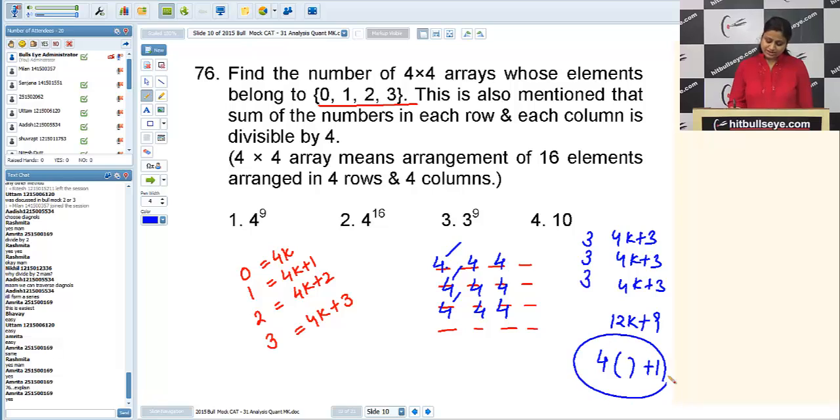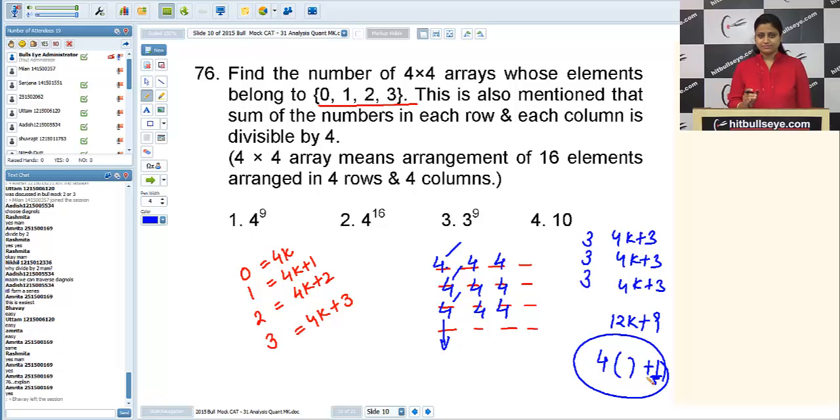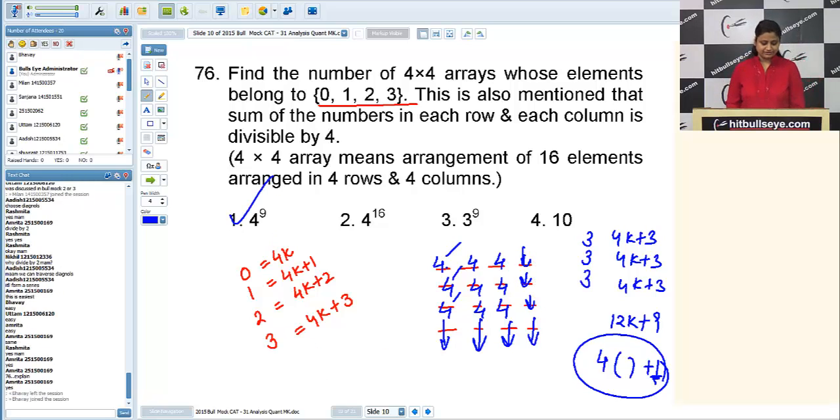So there is only one choice for this place. See the remainder here, 1. We want to make it a multiple of 4, so I have to write a 3 here. That's why for these places there is only one choice. So what is the answer? It is 4 raised to power 9. Is it okay?